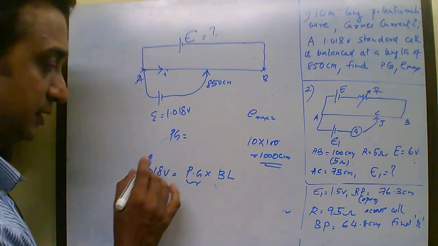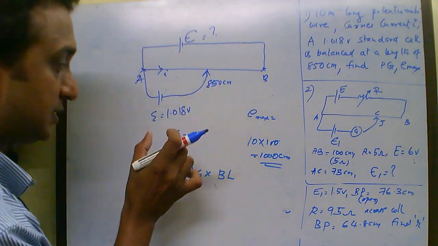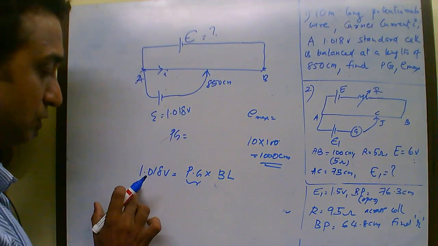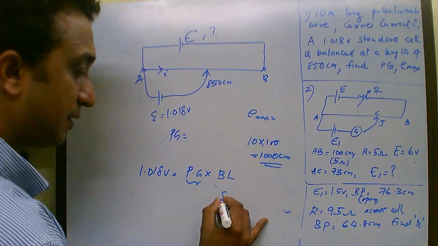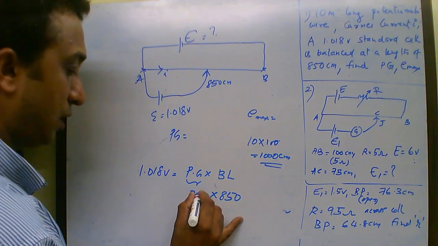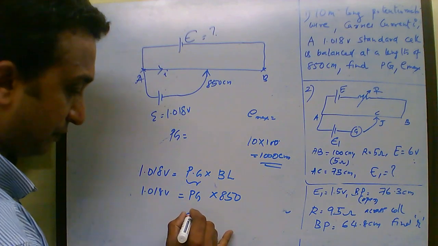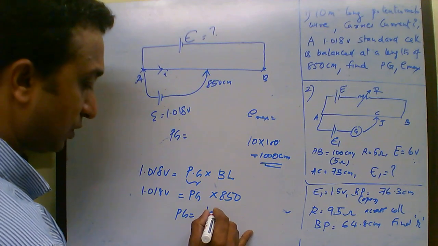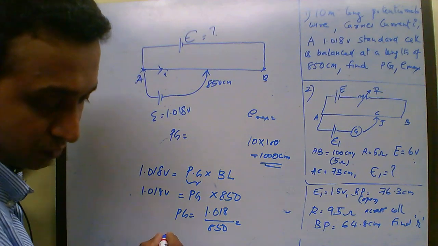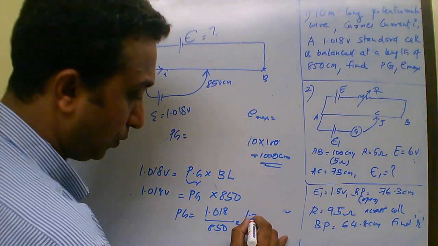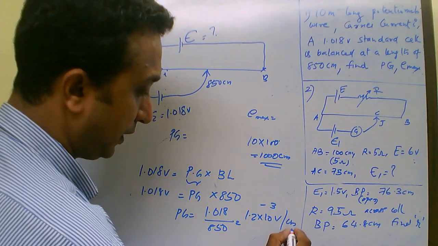So potential gradient, which is how much the potential varies per unit length, multiplied by the length which it balances, is equal to the EMF of the cell. So EMF of the cell is equal to potential gradient times balancing length, and the balancing length is given as 850 centimeters. So you have to find the potential gradient. It is 1.018 volt divided by 850. So it will come to something like 1.2 times 10 raised to minus 3 volt per centimeter.